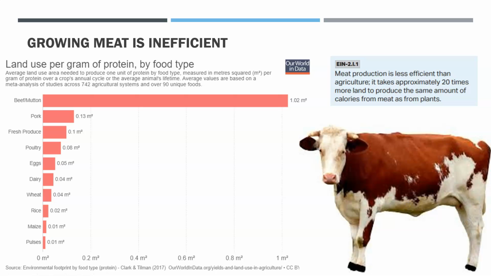However, as we're talking about meat production, it's important to note that meat production is less efficient than growing crops, because it takes 20 times more land to produce the same amount of calories from meat as it does from plants. So this is a concern when trying to feed a growing population if it takes more land than it does with plants. So we can see that the average land use with beef or mutton, which is sheep, is about 1 square meter versus all the way down here, wheat, rice, corn, and pulses, which would be our legumes, take 0.02 meters squared, 0.01 meters squared, and 0.01 meters squared. That's a significant reduction.